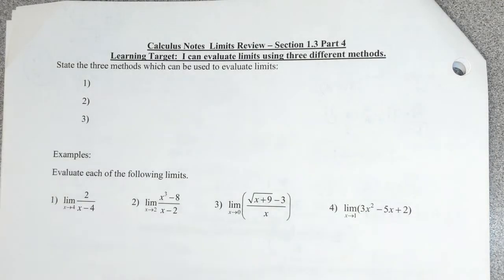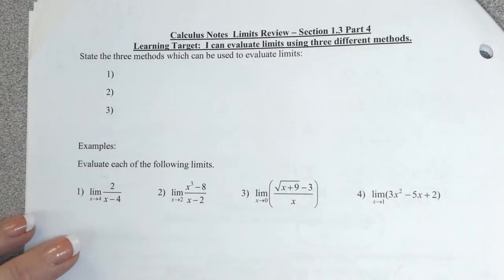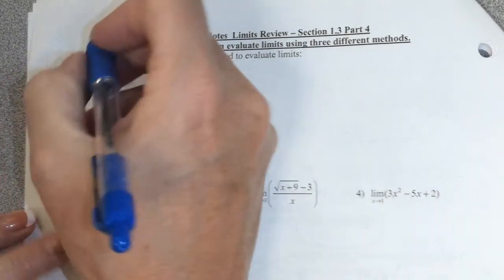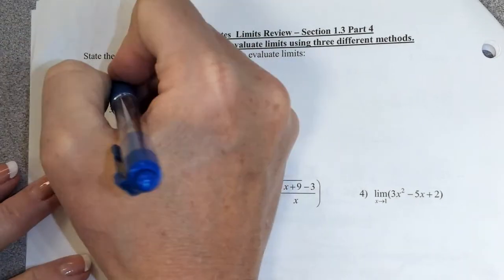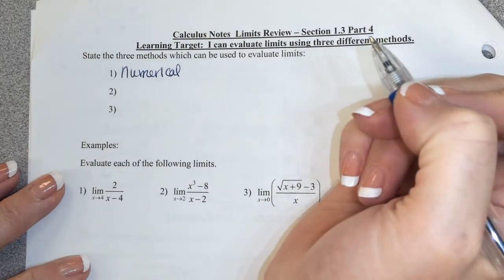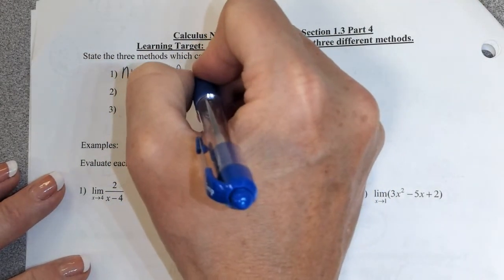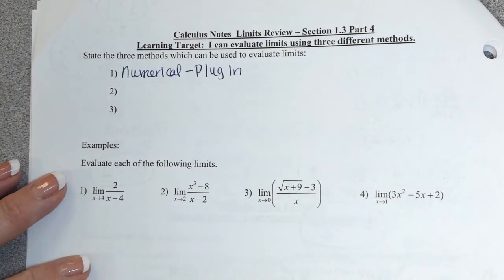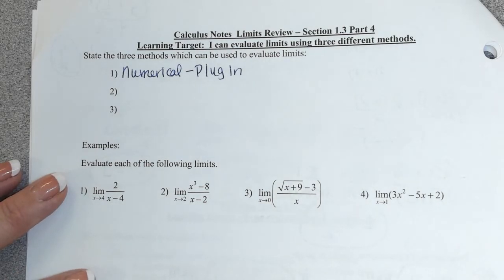All right, guys, so we're looking at our notes from 1.3 Part 4. We're talking about evaluating limits using our three different methods. Now, the first method that we should always use is a numerical method. A numerical method just means we're going to plug in the value. But some things can happen when we plug in the value. Actually, there are three possibilities that can happen when we plug in a number.